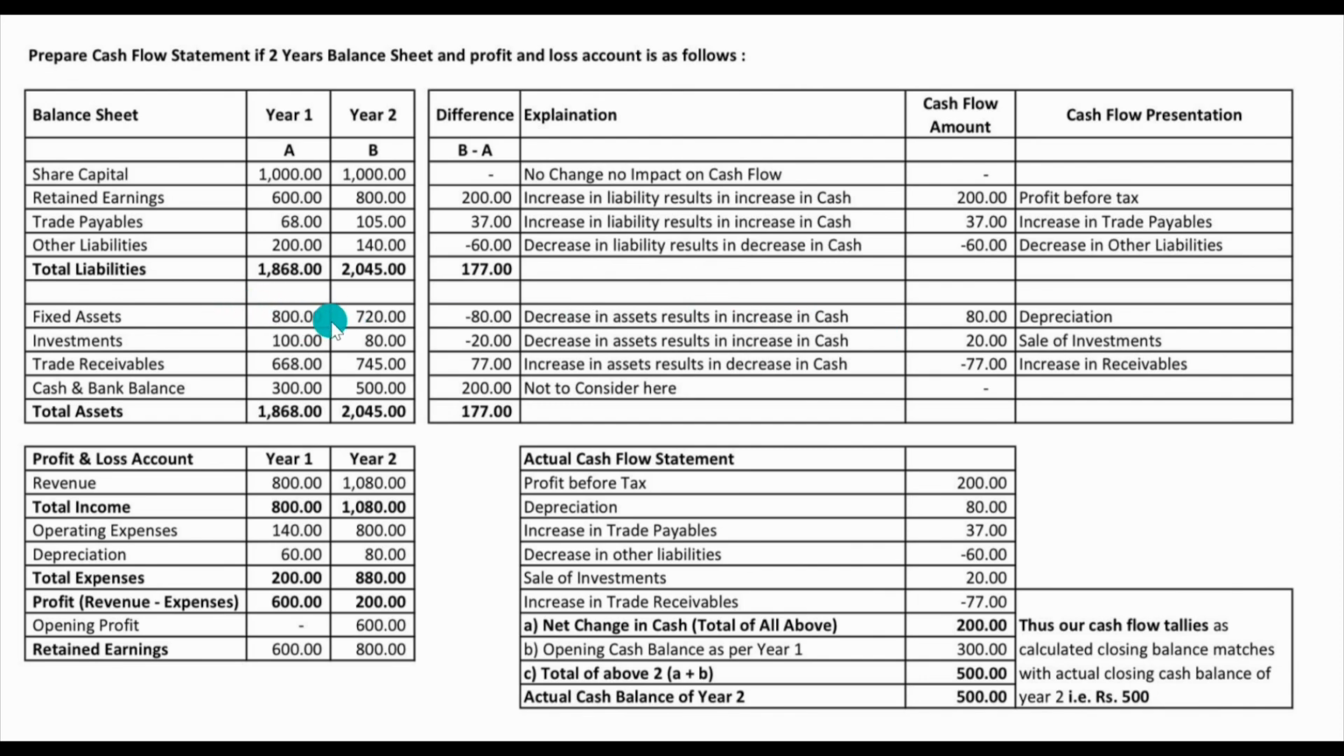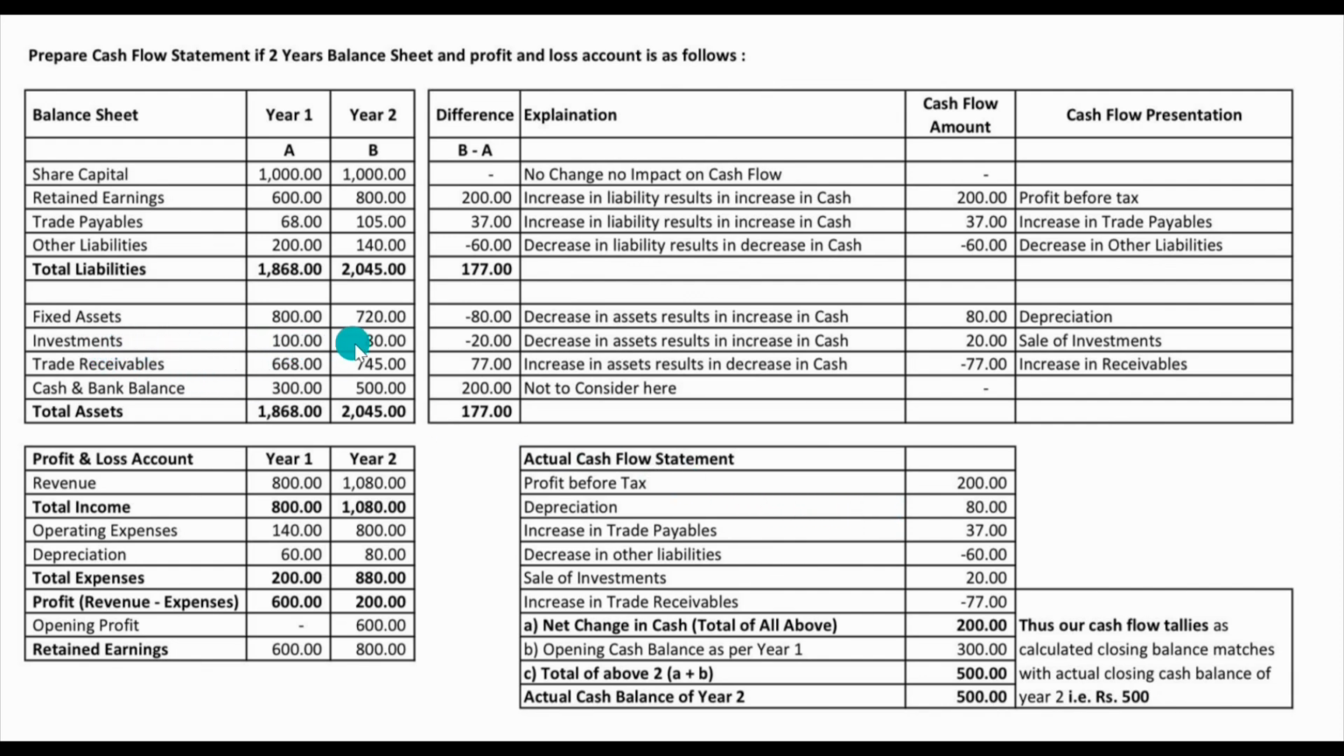Now, this decrease is primarily due to depreciation. You can check here also, depreciation of year 2 is 80. So this positive amount of 80 you write in the cash flow statement as depreciation. Depreciation is basically reduction in the fixed assets value because of wear and tear over time.